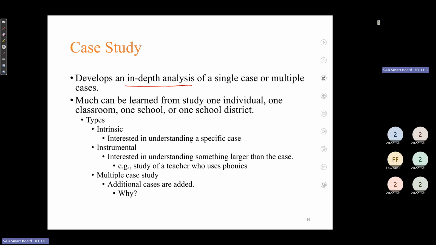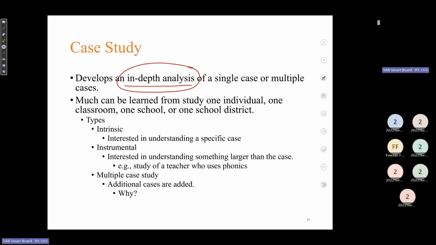So that's the key term. Please underline it. Right? In-depth analysis. In-depth analysis of a single case, or sometimes a few cases. So you try to take a single case and study it in depth.